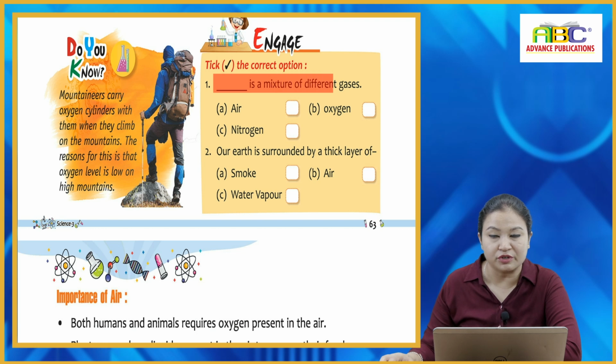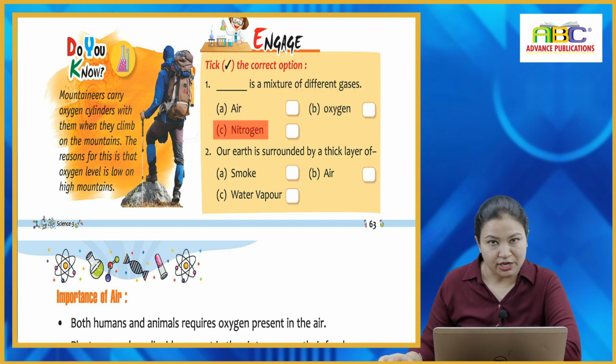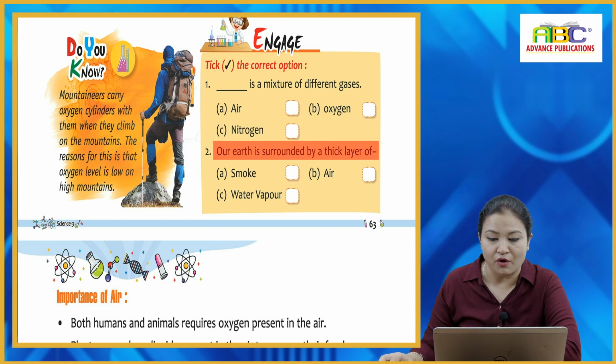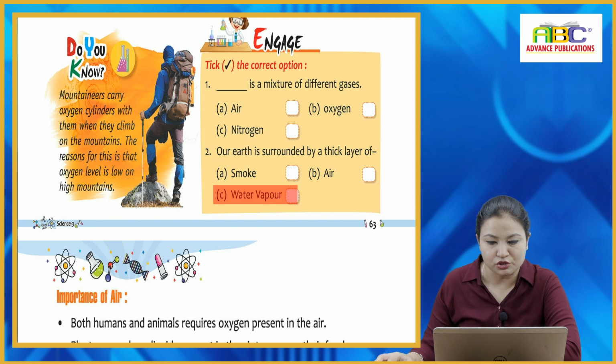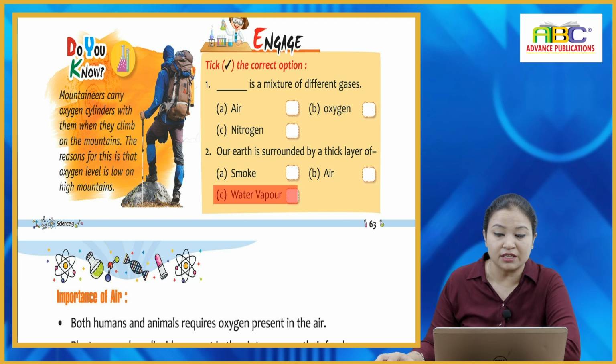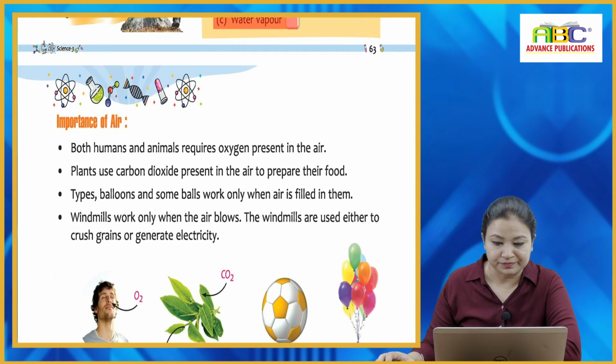Question: Dash is a mixture of different gases. A, air, B, oxygen, C, nitrogen. So the correct answer is option A. Air is the mixture of different gases. Next: Our earth is surrounded by a thick layer of A, smoke, B, air, C, water vapor. So you will mention air, option B here, because air is a thick layer of atmosphere.